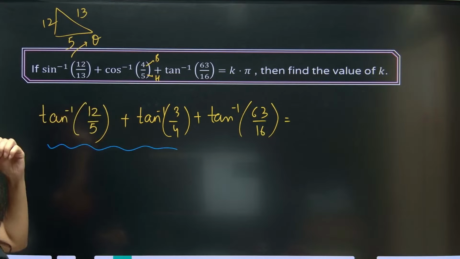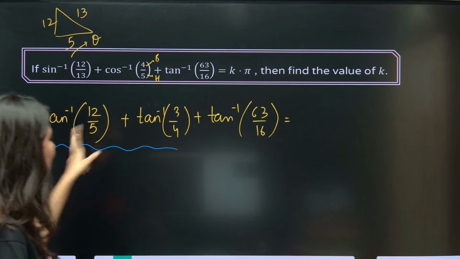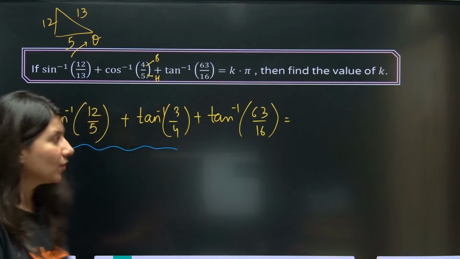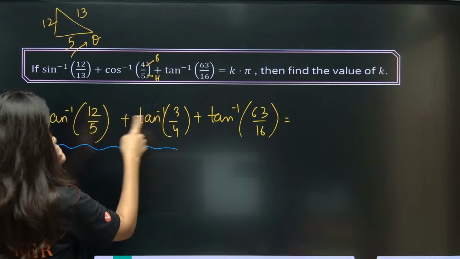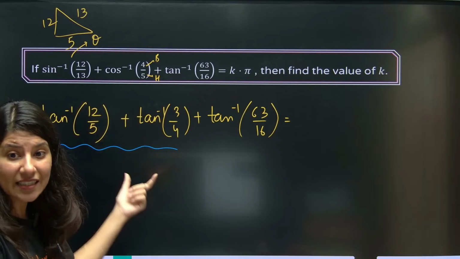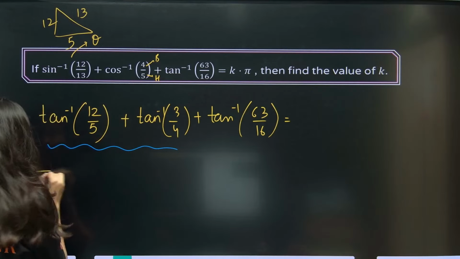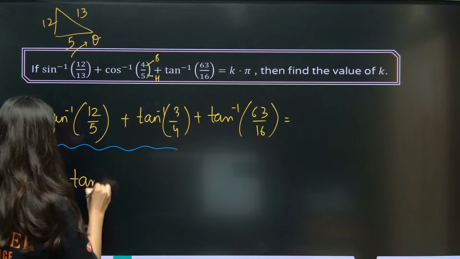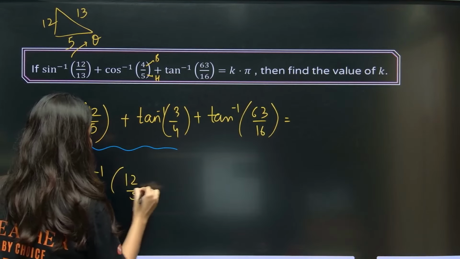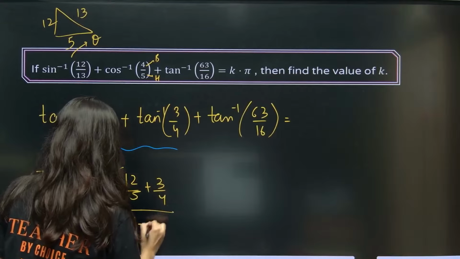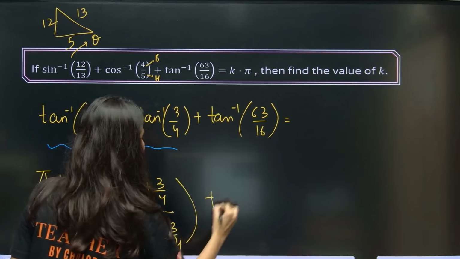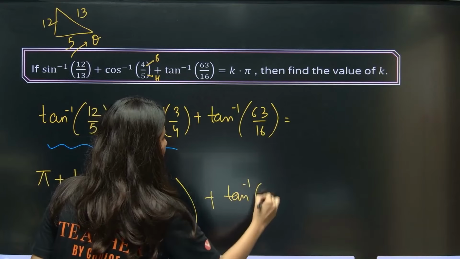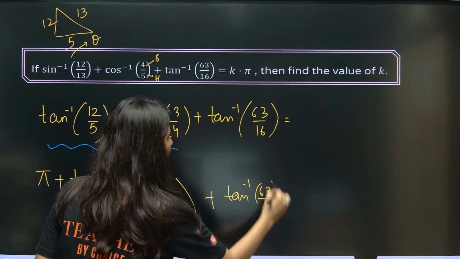So just multiply these two and check whether xy is greater than 1 or less than 1. So if you multiply, 3 3s are 9, 9 by 5, that means greater than 1. Greater than 1 means pi plus tan inverse of (12 by 5 plus 3 by 4) upon (1 minus 12 by 5 into 3 by 4), plus tan inverse 63 by 16 is right here.